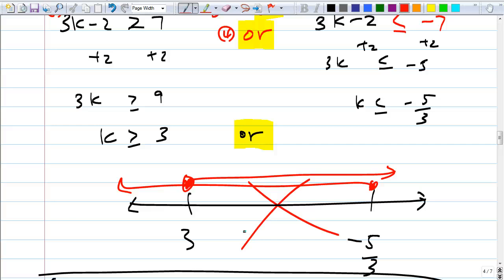Listen. Caroline, look, here's 3. I put 3 right here. And here's negative 5/3. I put negative 5/3. Is this right? No, why not? Yeah, it's smaller than 3. It should be on the left side, right?